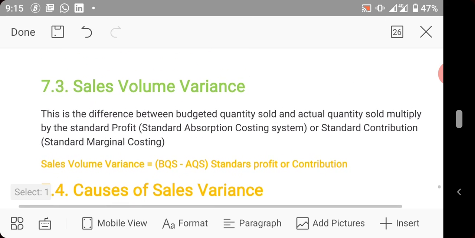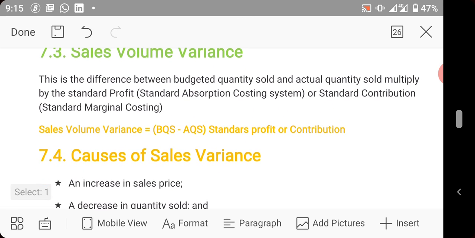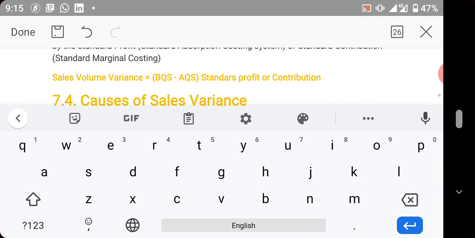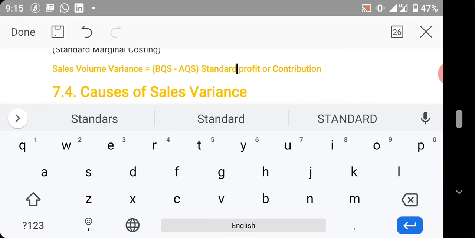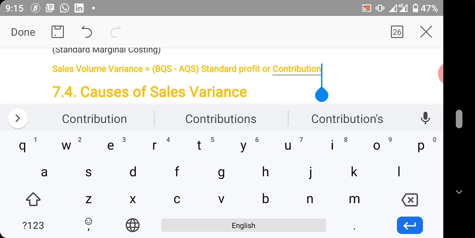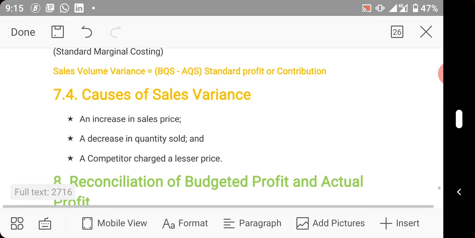So now I identified the formula for sales volume variance: budgeted quantity sold minus actual quantity sold times standard profit or contribution. So we will use profit if the company operates a standard absorption costing system, and we will use contribution if the company operates a standard marginal costing system. When we take a question on this, I will explain further.